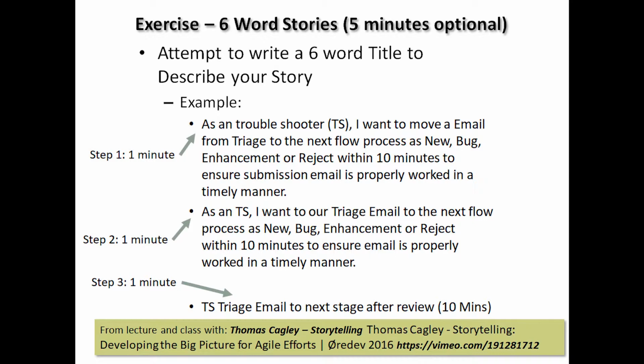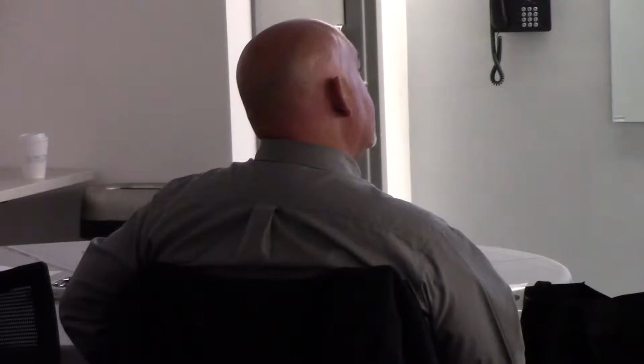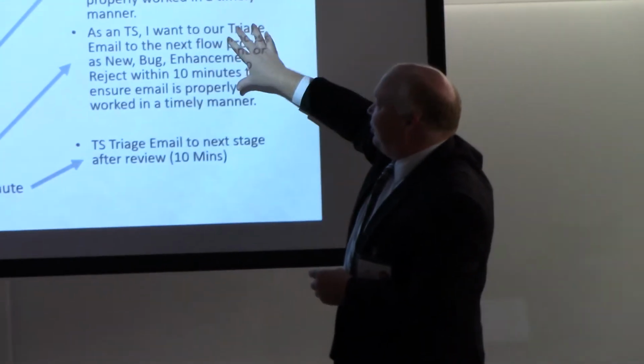So first minute, you write your story. Then take another minute, reduce it again. Give it another shot. You're not going to make 6 words in one, but then take the story and say, I was here as a TS. I want our triage email to the next flow process as new bug enhancement or reject within 10 minutes to ensure email is properly worked in a timely manner. So that would be the next stage. So I went from there to there.